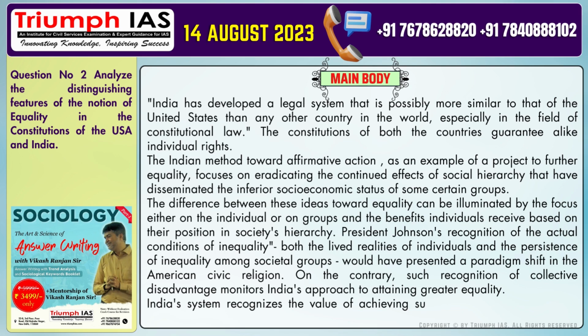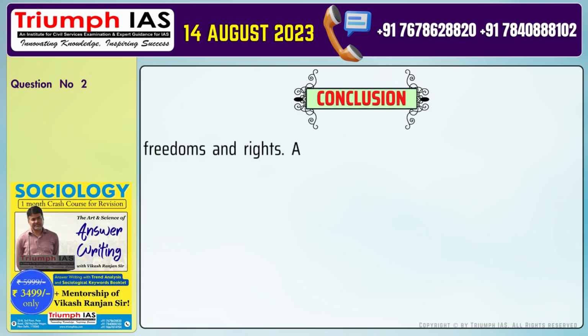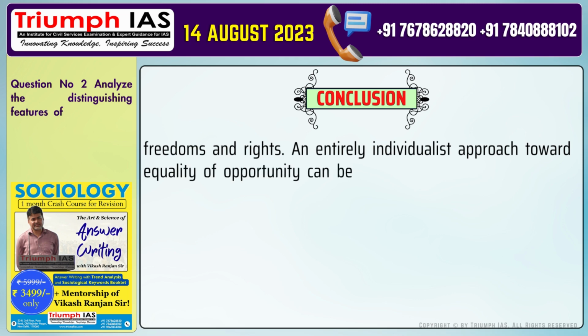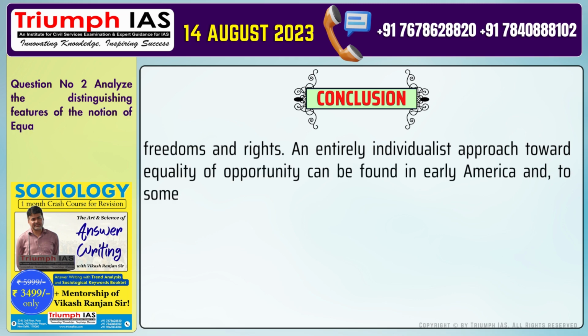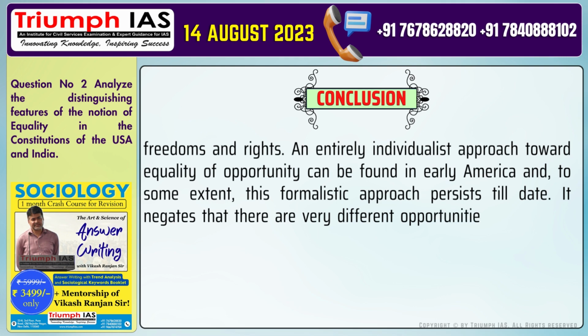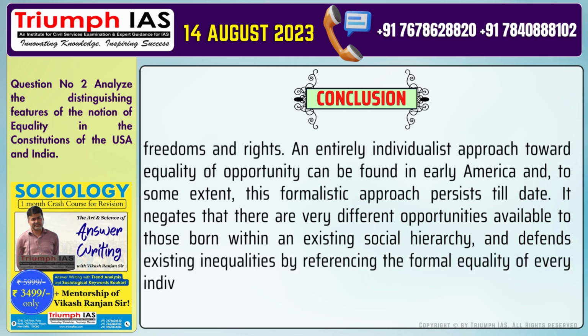India's system recognizes the value of achieving substantive equality while also protecting individual freedoms and rights. Conclusion of the answer is: an entirely individualist approach toward equality of opportunity can be found in early America and, to some extent, this formalistic approach persists till date. It negates that there are very different opportunities available to those born within an existing social hierarchy, and defends existing inequalities by referencing the formal equality of every individual under the law.